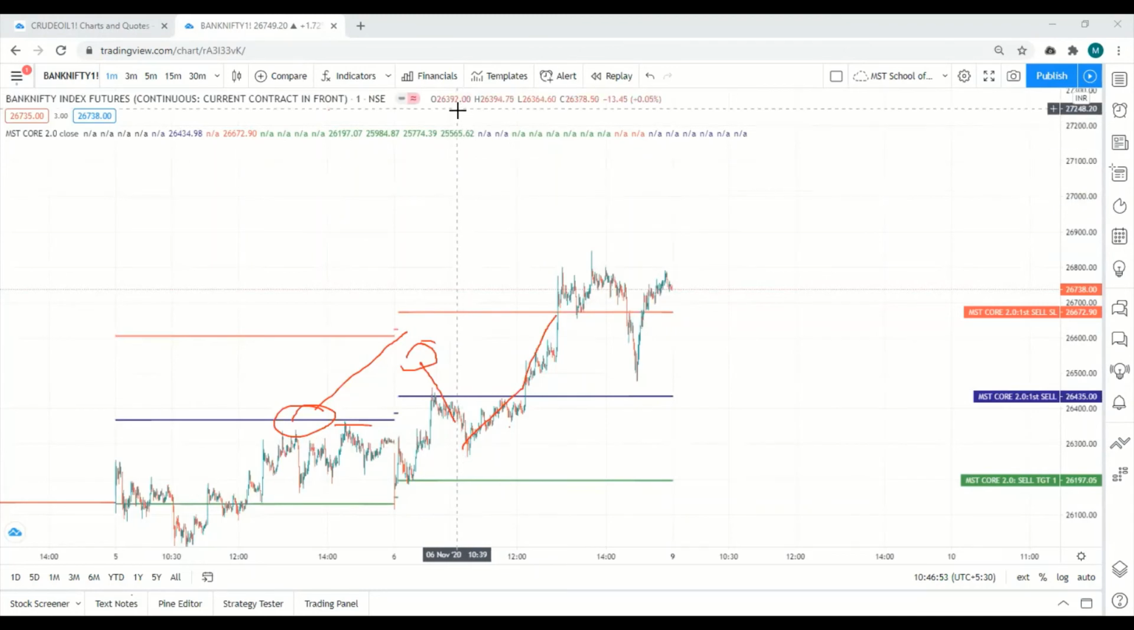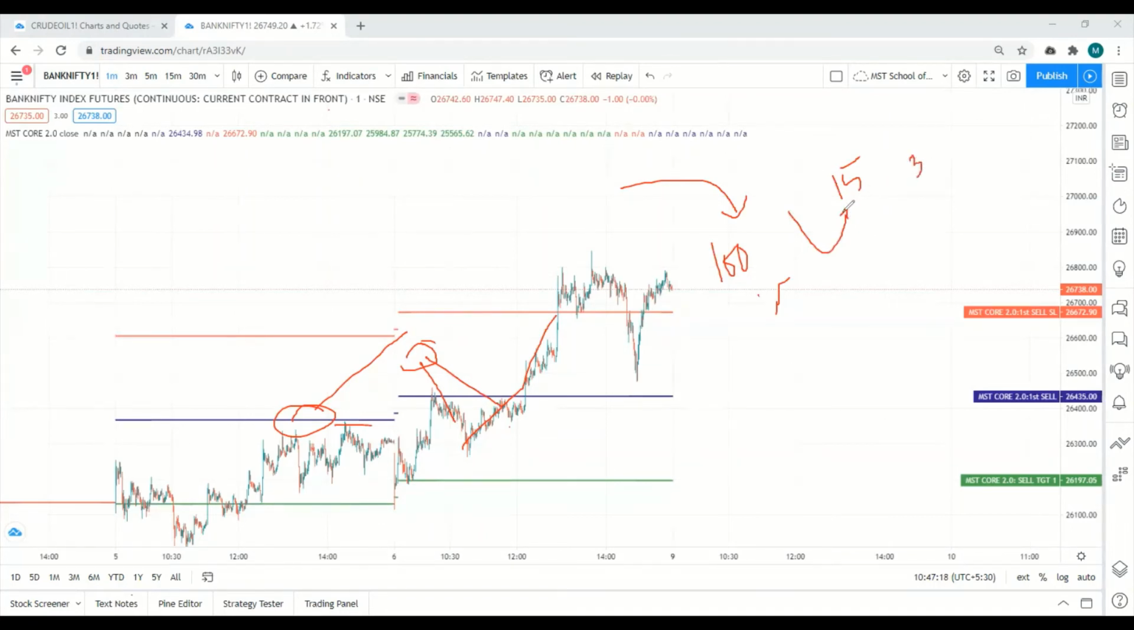What we suggest: when Bank Nifty is giving 100 points profit, immediately revise your stop loss to cost or book the profit. After the next 100, revise the stop loss to 100 points. Similarly for crude oil, when the market is giving 15 points profit, revise your stop loss to cost. When the market moves to 30 points, revise stop loss to 15 points. This way you can protect your capital and your profit.